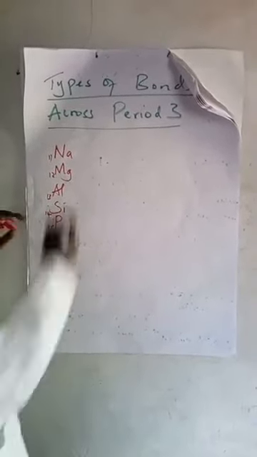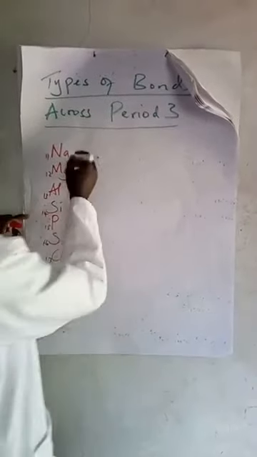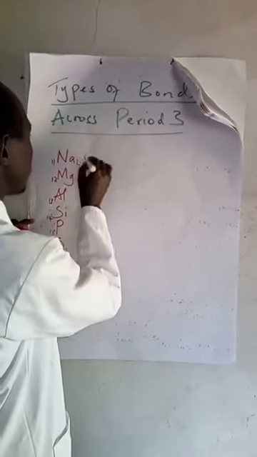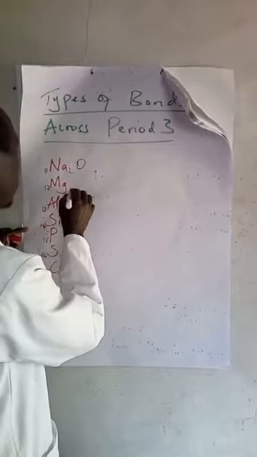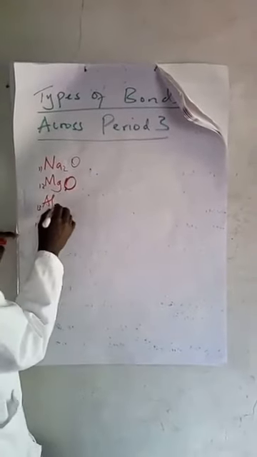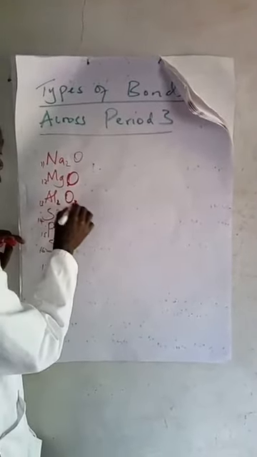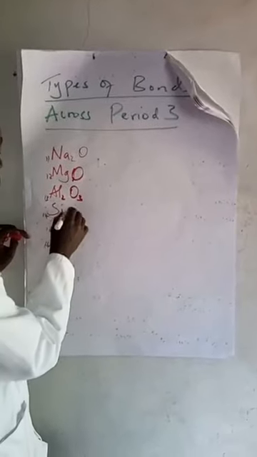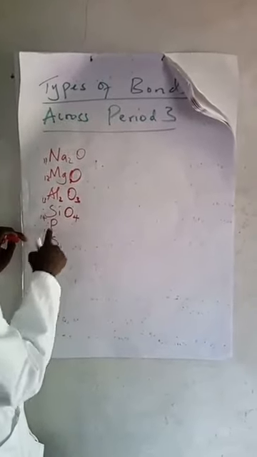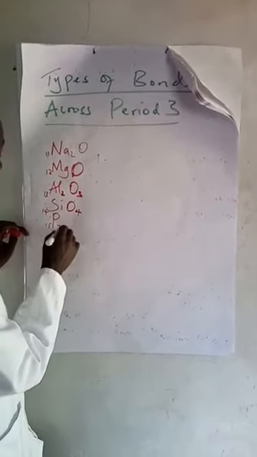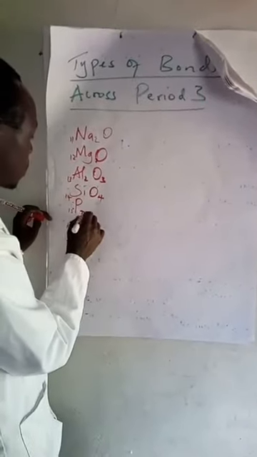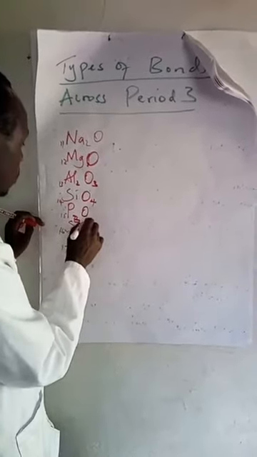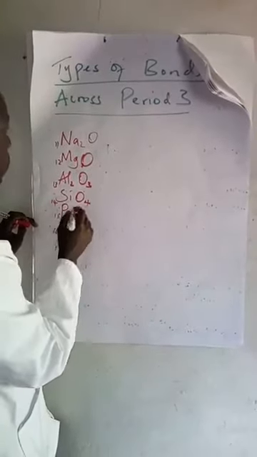For the oxides, you have sodium oxide, magnesium oxide, aluminium oxide, silicon 4 oxide, and for phosphorus there are 2.